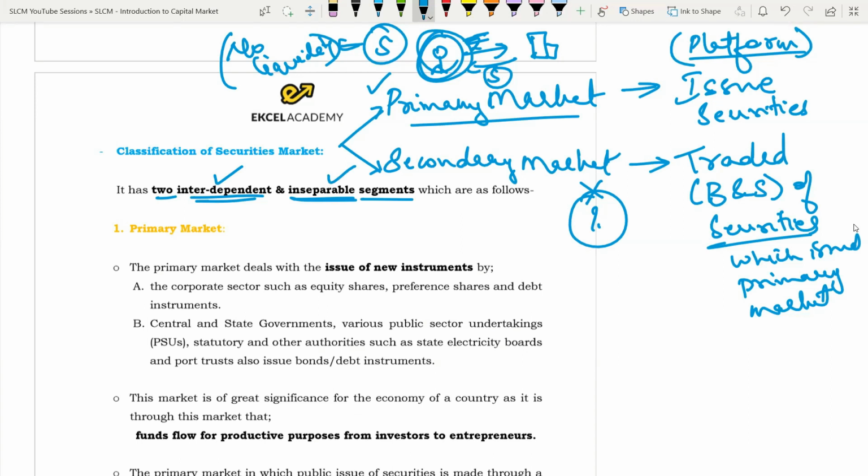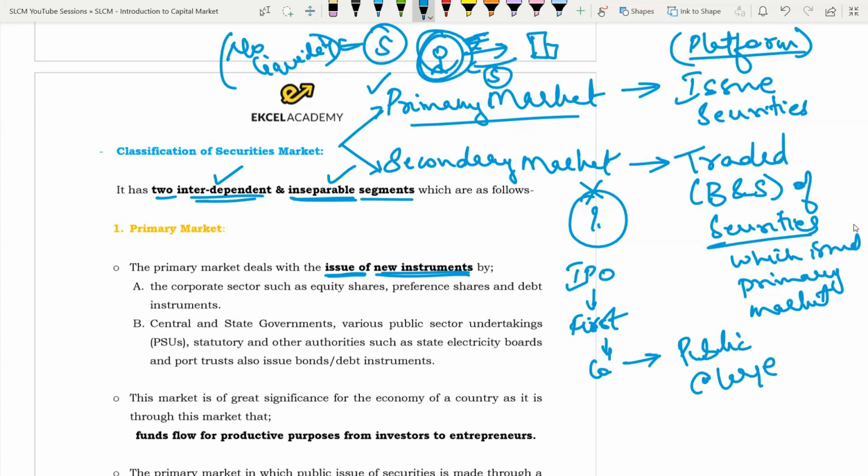First, talking about the primary market, like I told you, we are going to issue the new instruments in this particular market. When for the first time the company wants to issue shares, it is going to make an initial public offer, what we call as the IPO. What happens in the IPO? It is the first time the company is going to raise funds from the public at large.